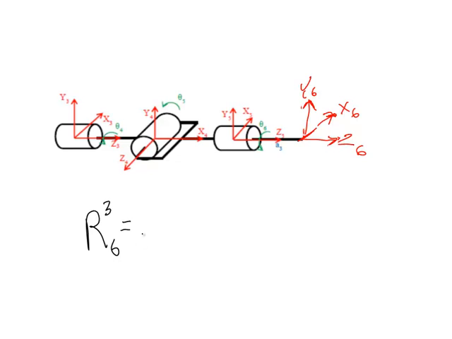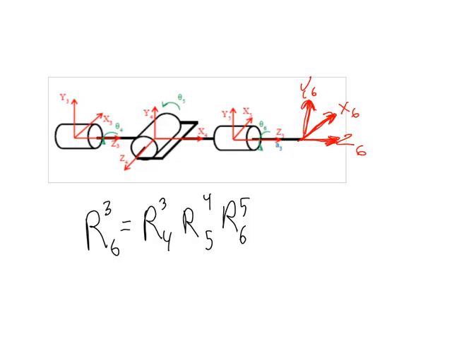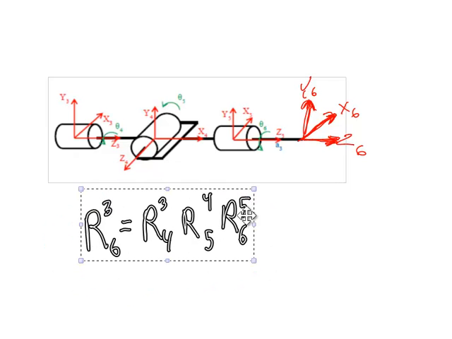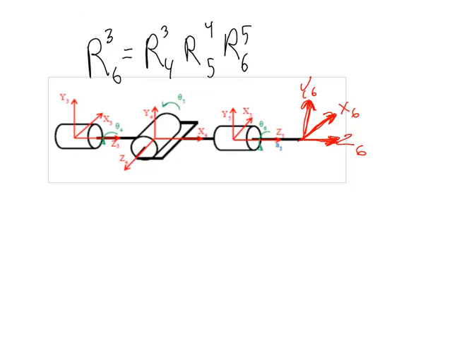In order to derive this R36 matrix, we want to start out by recognizing that this matrix is equal to the product of the three matrices that go from one frame to the next. So R36 is equal to R34 times R45 times R56. We can do this because of the principle of linking rotations that we learned about in an earlier video. So to find R36, all we have to do is find each of these individual matrices and multiply them together. In order to do that, we're going to apply some of the things that we've already learned previously. I'm going to take this equation and move it a little bit so we have some room.